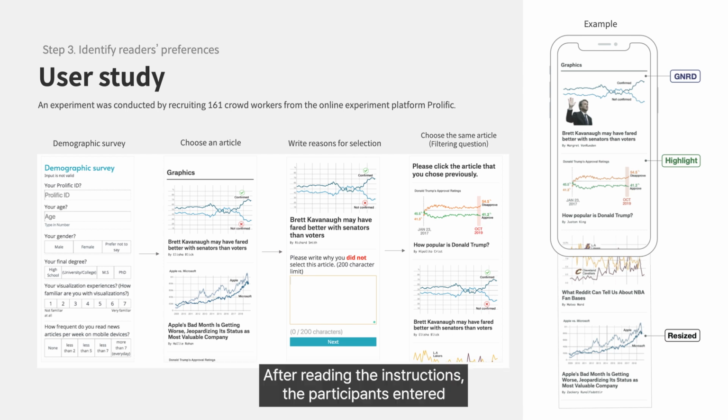After reading the instructions, the participants entered the web page and clicked on an article that they wanted to read. They were asked to write a reason for their choice. Finally, participants were asked a consistency check question and then ended the session.